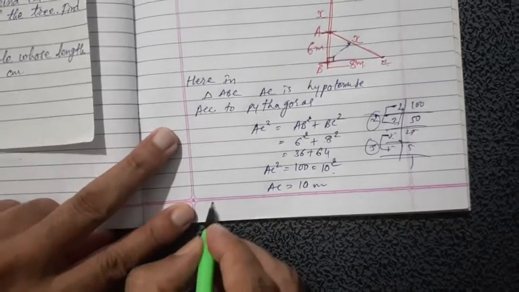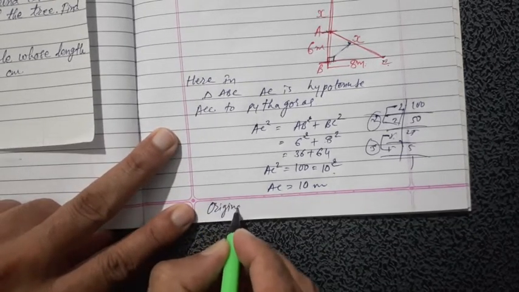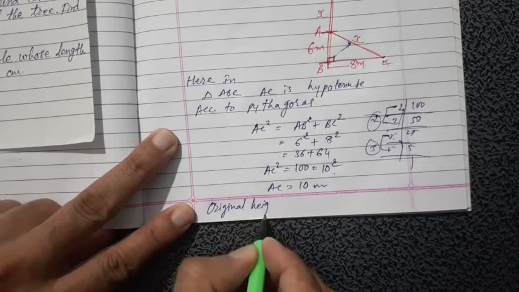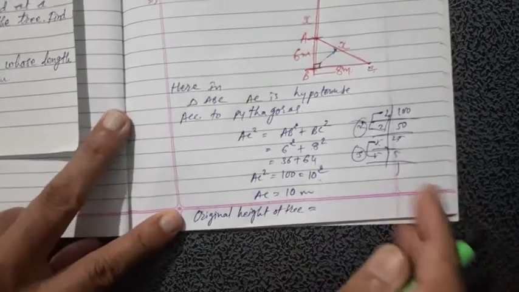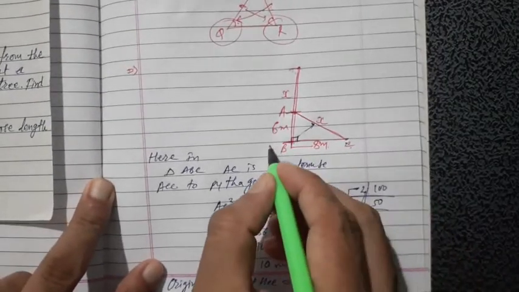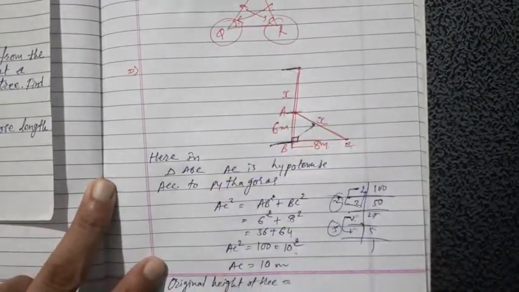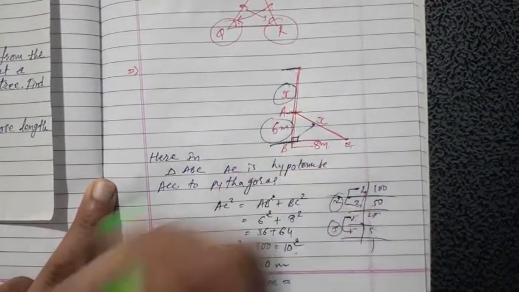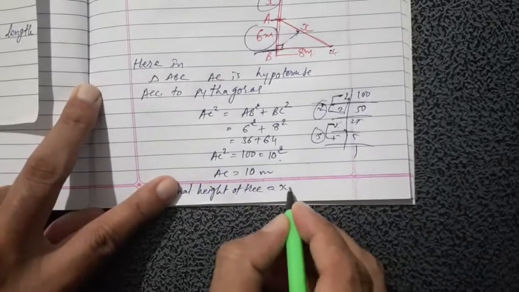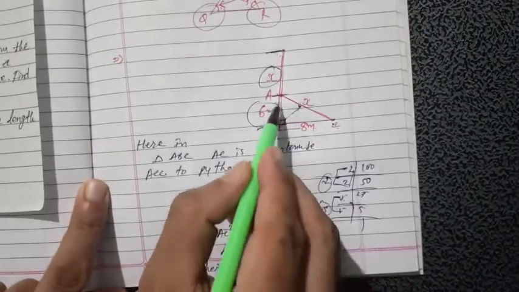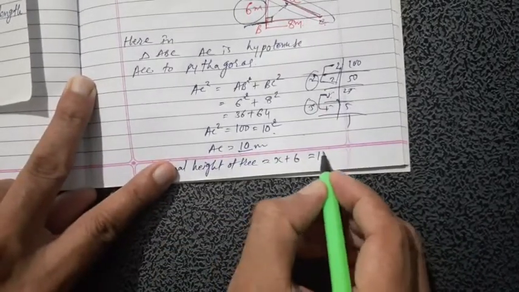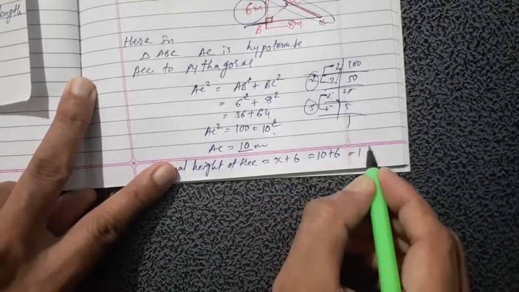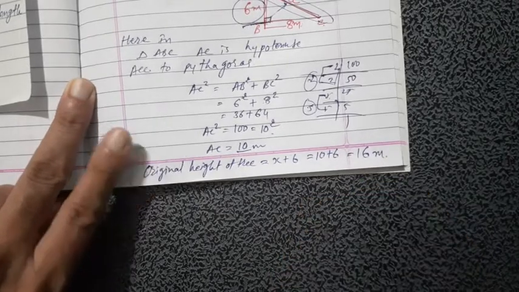Now the original height of the tree. Original height means from ground to top, that is x plus 6. X means this one, which is AC, and AC equals 10. So 10 plus 6 is 16 meter.